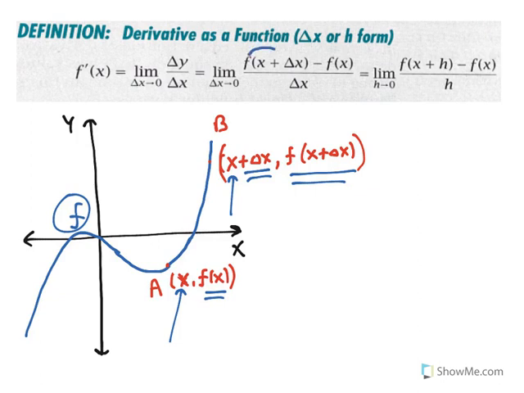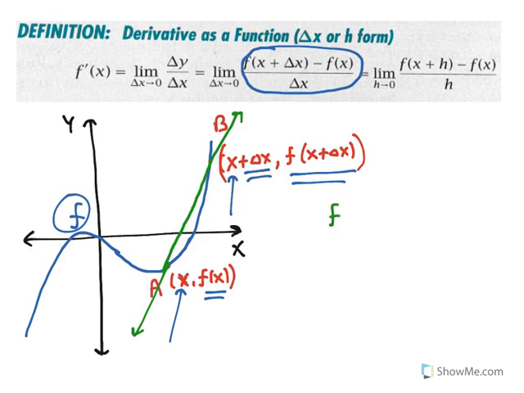What does this difference quotient represent from the definition of the derivative as a function? It represents the slope of the secant line passing through points A and B. And I will show you why that's the case. How do you find the slope of a line? Subtract the y-coordinates and divide by the difference of the x-coordinates. It is change in y divided by change in x to get the slope.